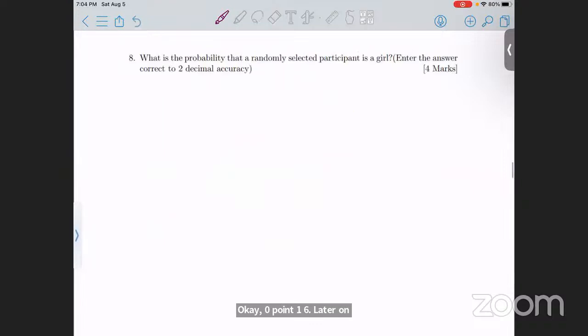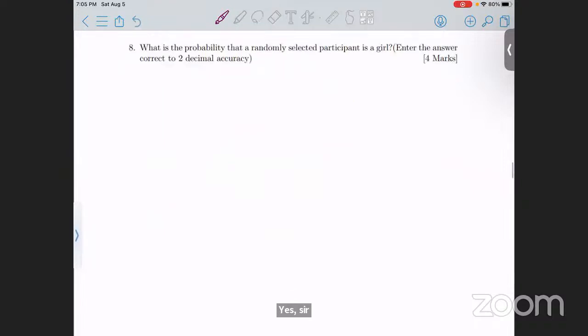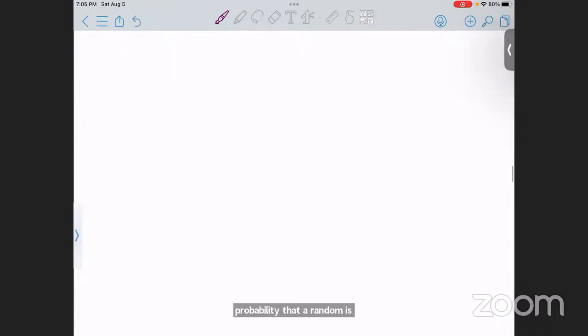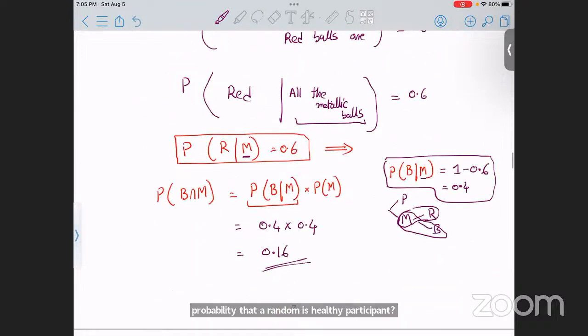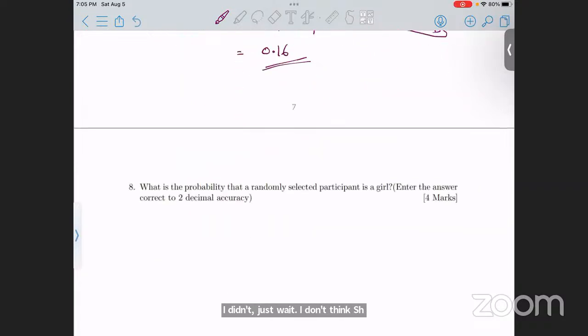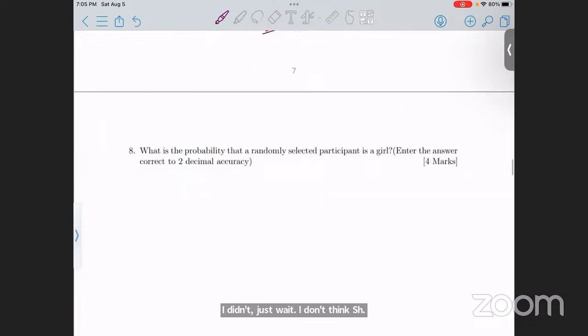And then going to question number 8. What is the probability that a randomly selected participant? I didn't include the question. Yeah, I will write the question. No issue.